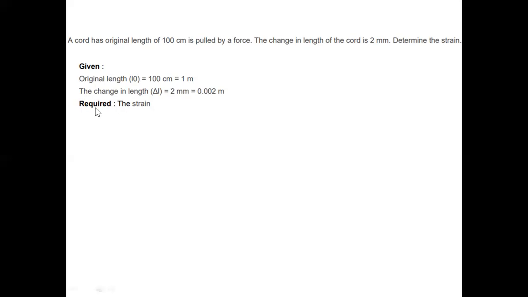Now we are required to determine the strain. If we're going to proceed with our solution, strain now is equal to the change in length, delta L, all over the original length, LO. Plugging in the values, this gives us 0.002 meters all over 1 meter, or 0.002.